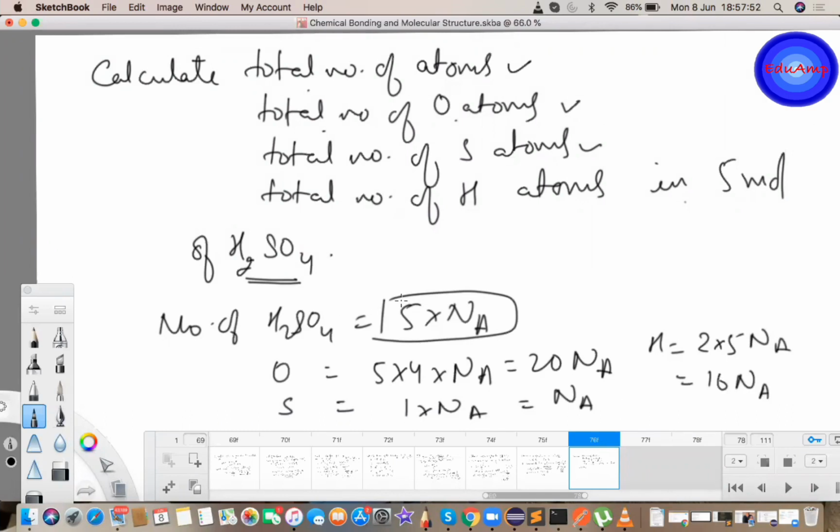For total number of atoms, see how many atoms are present in one H2SO4 molecule? 4 oxygen, 1 sulfur, and 2 hydrogen. Therefore, there are total 7 atoms, right? So total atoms will be 7 into 5 into Na. That is 35 Na. I hope everyone is clear in this. KP, how did you get hydrogen atoms as 20 Na? By mistake. Okay, fine.